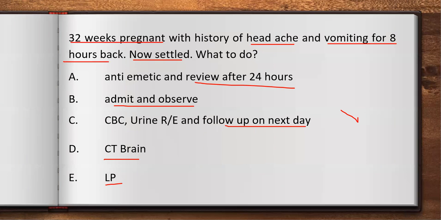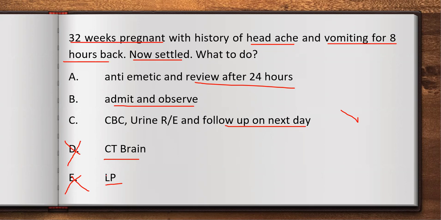Now it's a 32 weeks pregnant lady with a history of headache and vomiting for 8 hours. The headache and vomiting have been settled. What do you want to do for this patient? You want to admit and observe, or give antiemetic and review after 24 hours, or do investigations like CBC, urine RE, and follow up the next day. Doing a CT brain or lumbar puncture at this time is not very important.